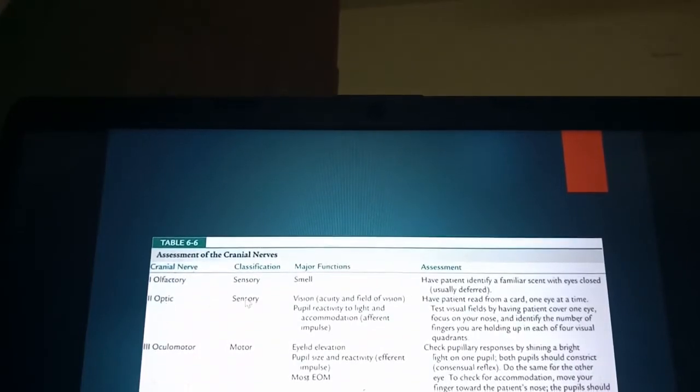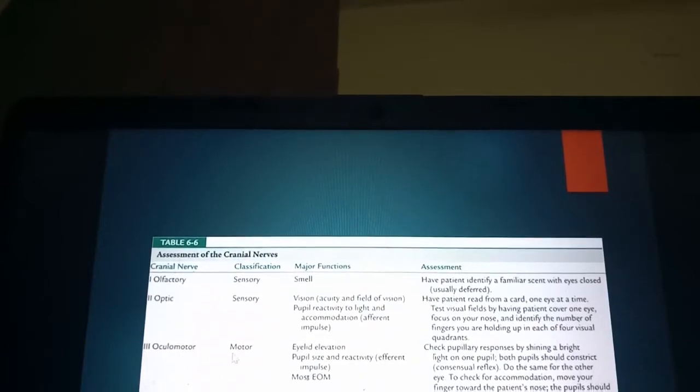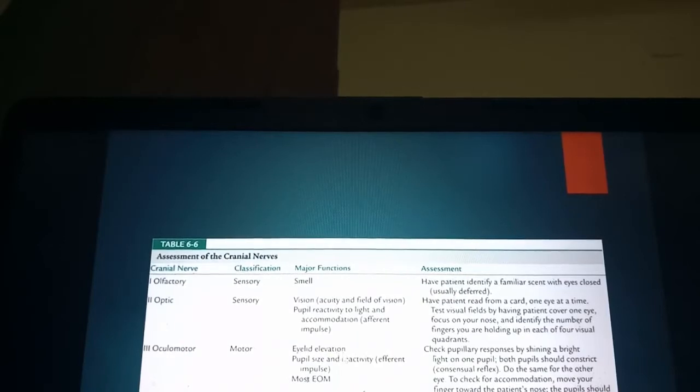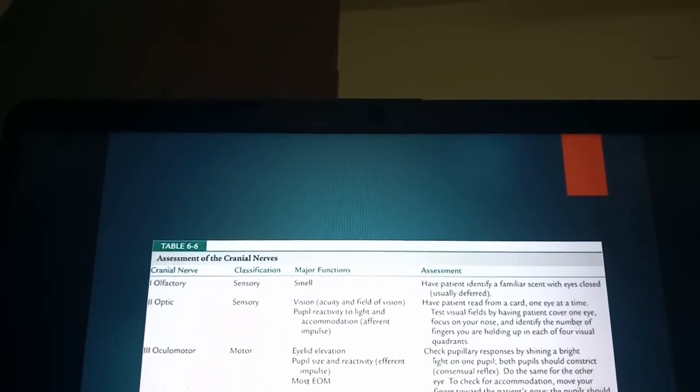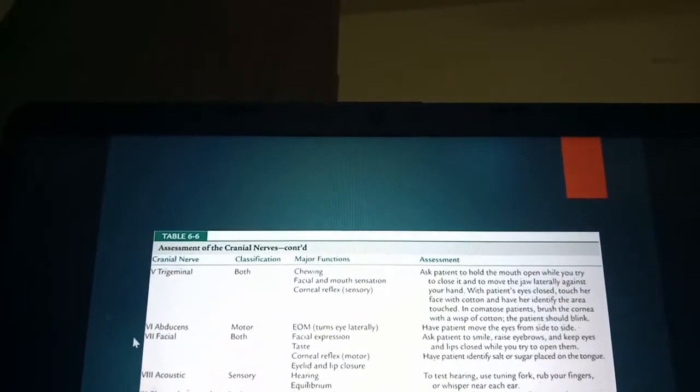Optic cranial nerve, sensory function, vision is the primary function. Oculomotor cranial nerve, its motor function, and eyelid elevation is the main function. Trochlear cranial nerve, it has motor function, turns the eye downward and laterally.